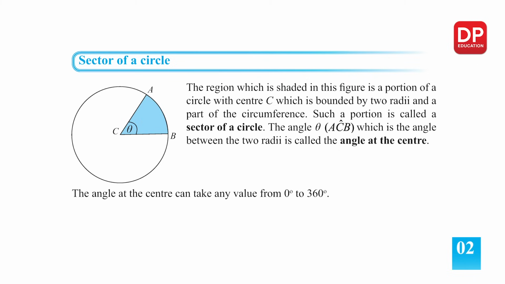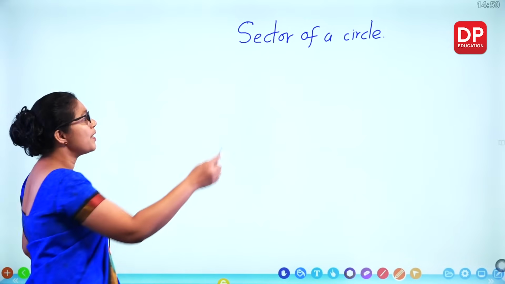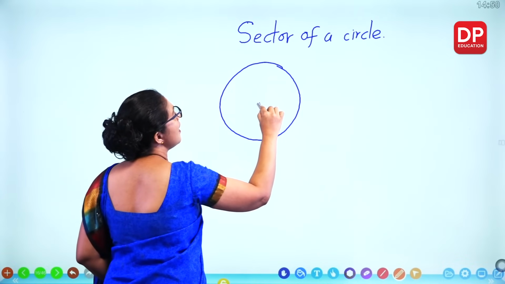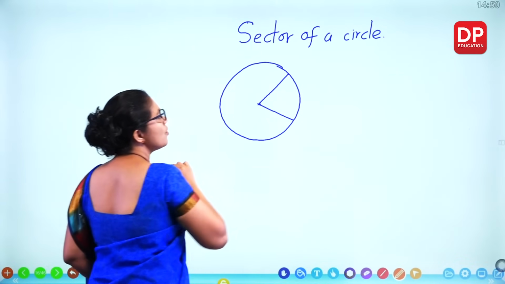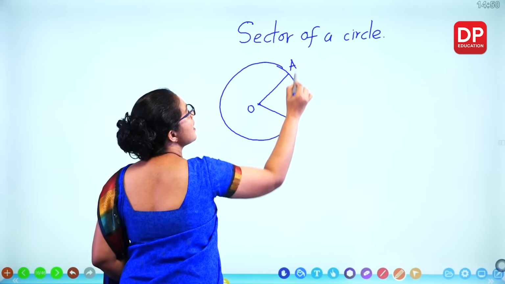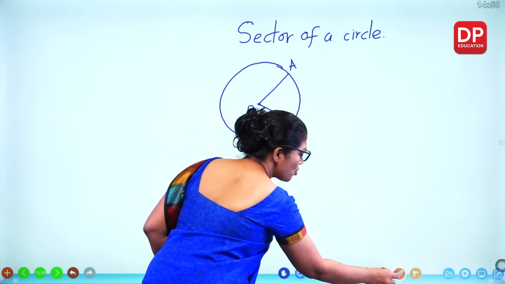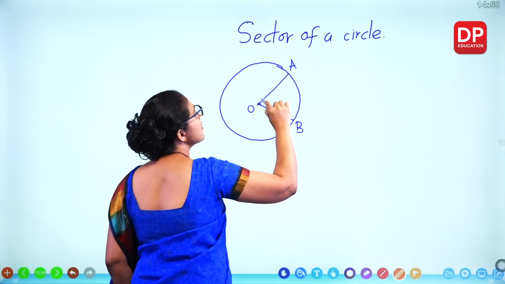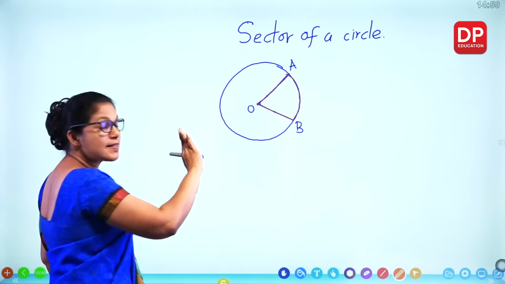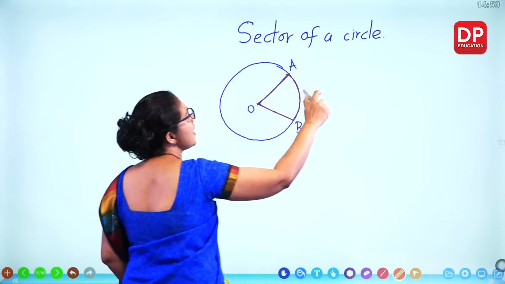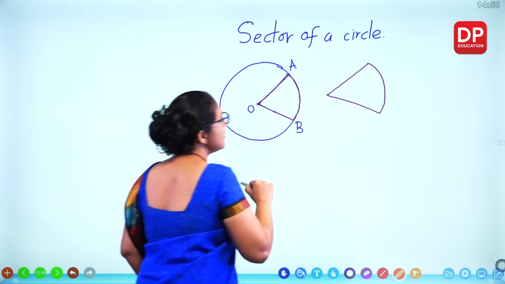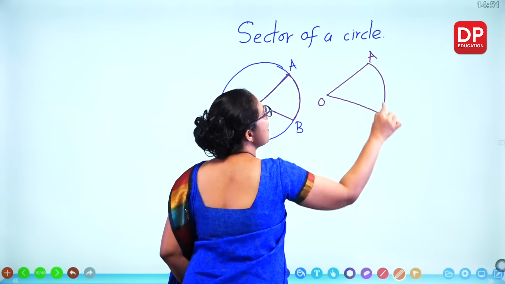Now we'll see what a sector means, sector of a circle. So here we'll first take a circle. Okay, so this is the center. I'm taking these two radii. So here this is O and I'll take A and B. Now I want to cut this part and separate it. So what happens when you separate? I'm taking this part out. So I'm getting this shape O, A, B.